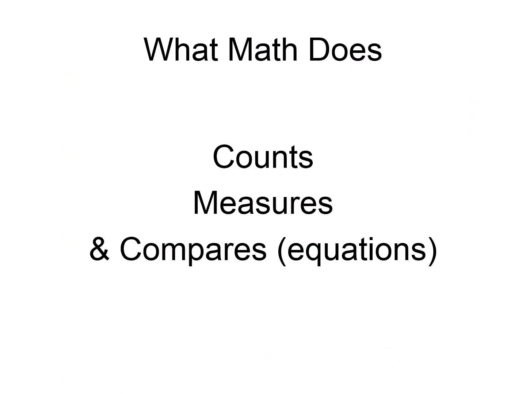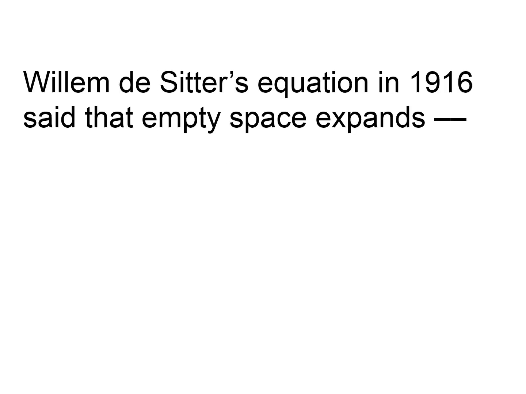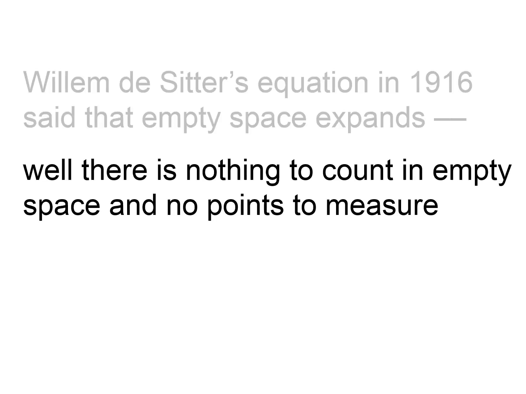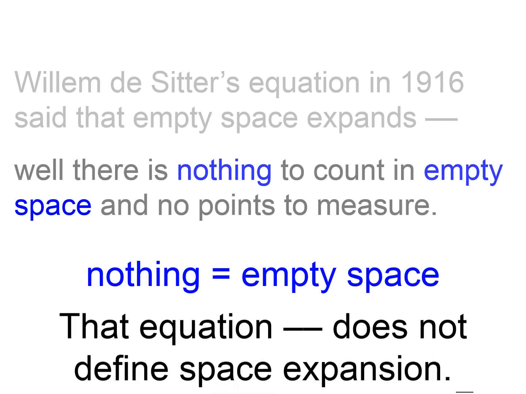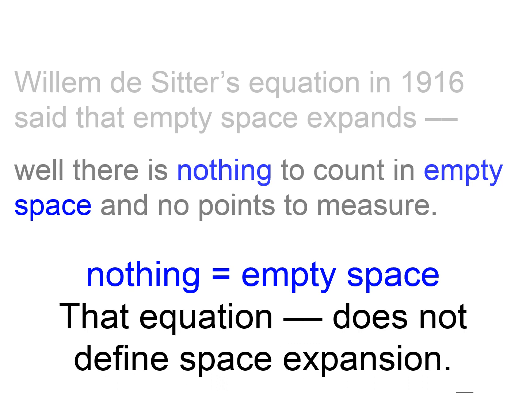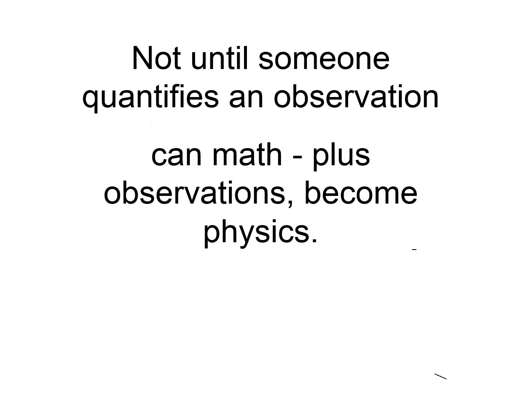What does math do? It counts, measures, and compares. William de Sitter's equation in 1916 says that empty space expands. Well, there's nothing to count in empty space, and no points to measure. So, de Sitter's equation is nothing equaling empty space. That equation does not define space expansion.